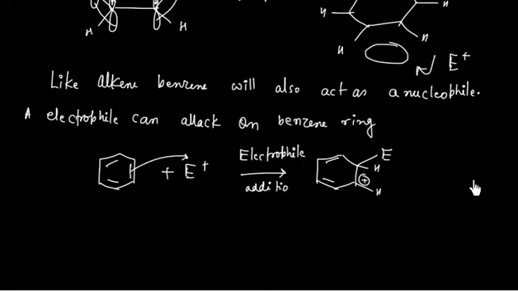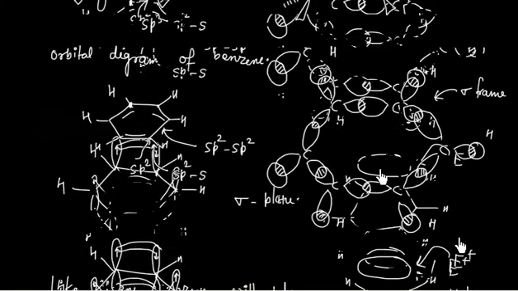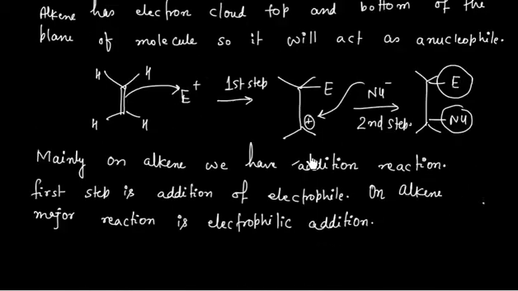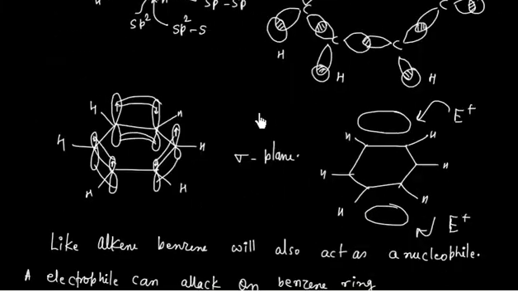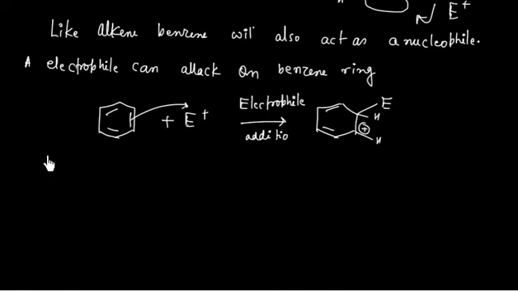So the first step of the reaction is very similar to alkene. In the case of alkene, the first step is also the attack of an electrophile. In the case of benzene, the first step is also the attack of an electrophile. Alkene and benzene both are nucleophiles. The difference is in the second step.